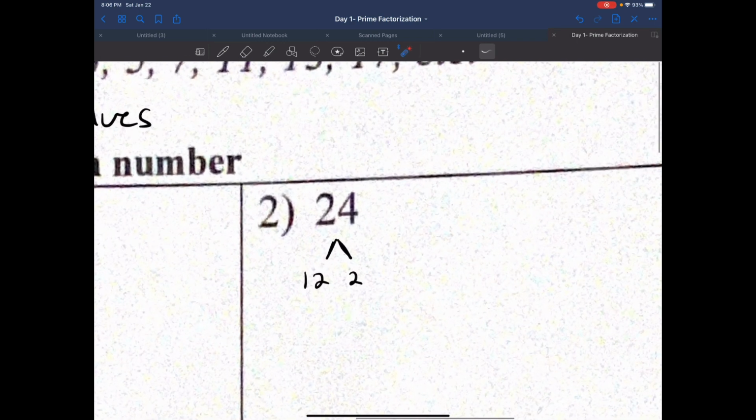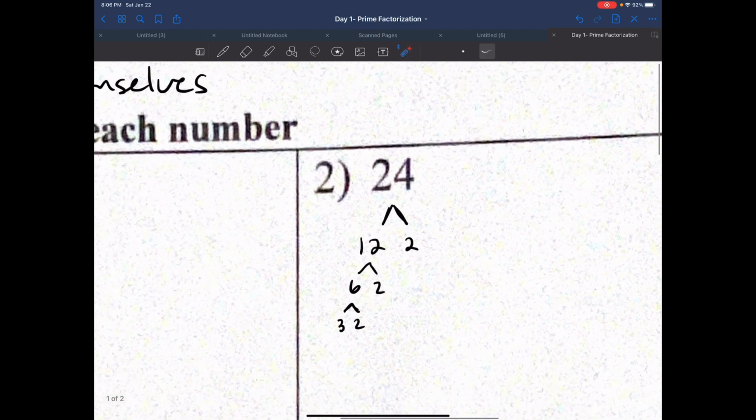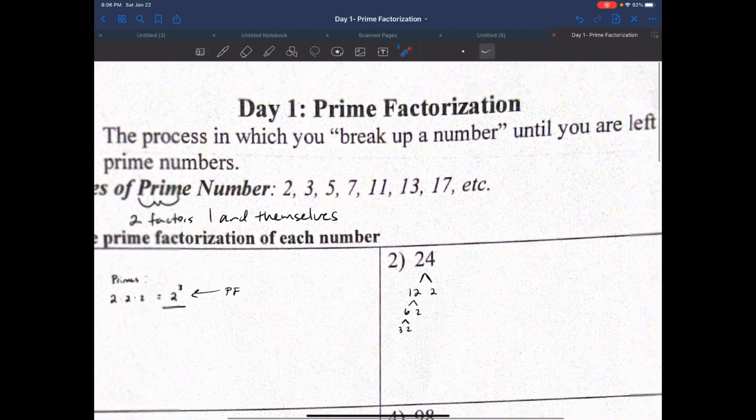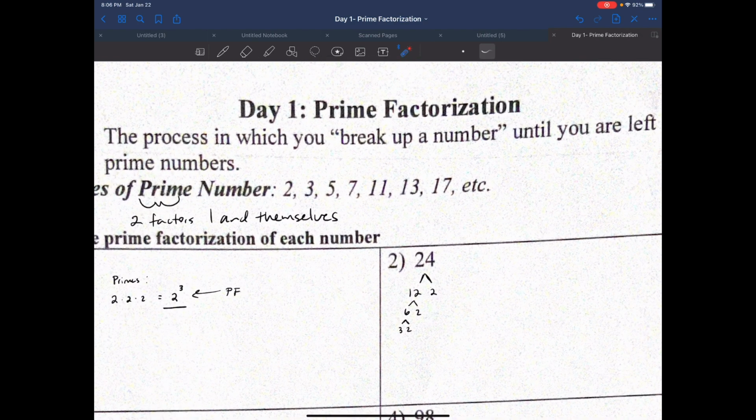So 12 in this case, I can break that up because that is not a prime number. And I'm thinking 6 and 2 because 6 times 2 is 12. And then I'm going to break up the 6. I'm going to go ahead and put 3 and 2. And then I am left with prime numbers, right? 3 is a prime number because it can only be multiplied by 1 and itself.